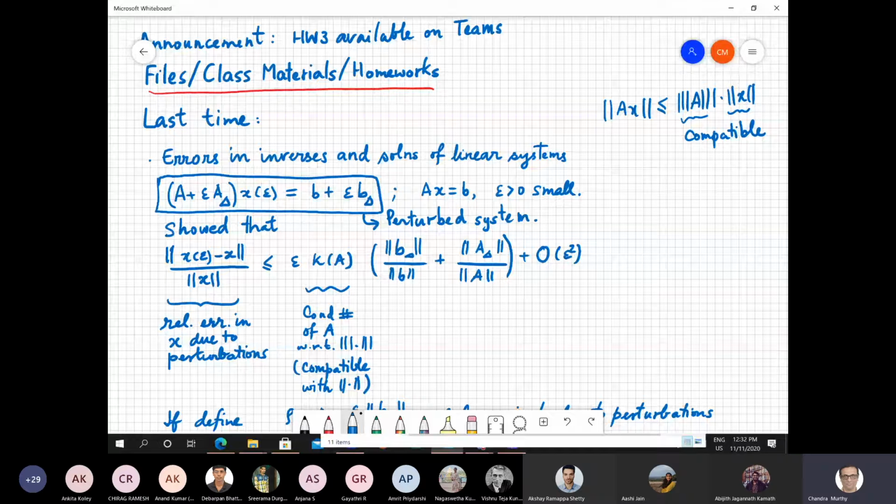And we showed that the relative error in X due to perturbations, that is the norm of X epsilon minus X divided by the norm of X, can be upper bounded by epsilon times the condition number of A with respect to some norm, which is a compatible norm with the norm used to evaluate this relative error in X, times the relative error in B, plus epsilon times the norm of A delta over A, which is the relative error in A, plus a term which is order of epsilon squared. If epsilon is small enough, the first terms will dominate, and so you can drop this term.